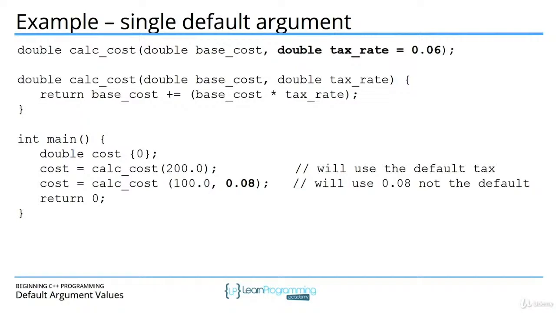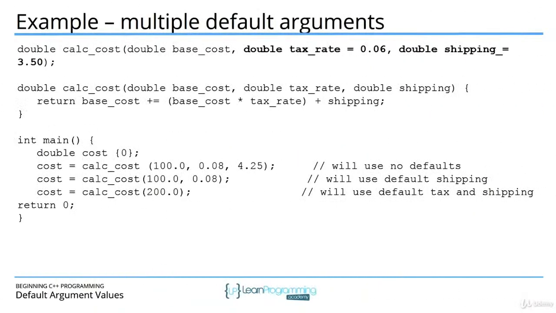Let's add another default parameter to the calccost function. In this example, we'll calculate the cost of an item based on the base cost of the item, the sales tax, and a shipping charge. As before, most of the times the sales tax will be 6%, and in this example, the standard typical shipping charge is $3.50. So, most customers will have a 6% tax rate and a $3.50 shipping charge. We can easily add a second default argument to this function.